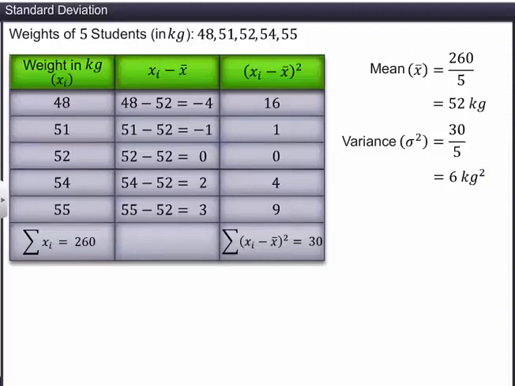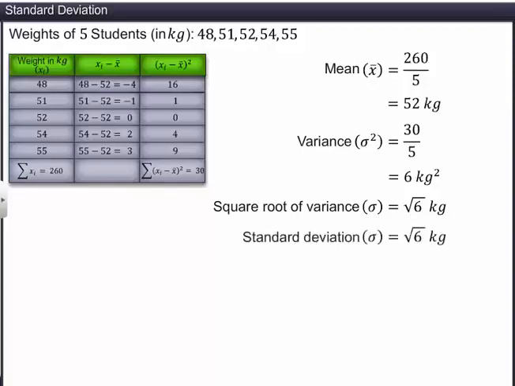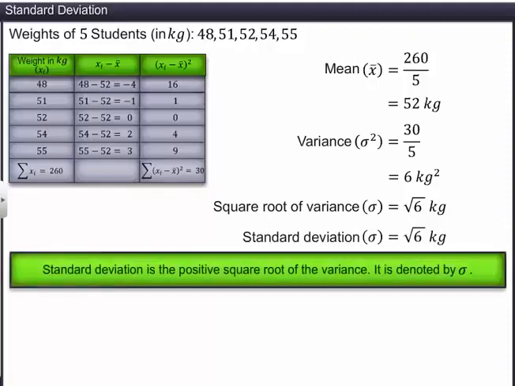In order to overcome this ambiguity, we take the positive square root of the variance, thus making the unit of the observations and the square root of the variance the same. This positive square root of the variance is called standard deviation. Standard deviation is the positive square root of the variance. It is denoted by sigma.